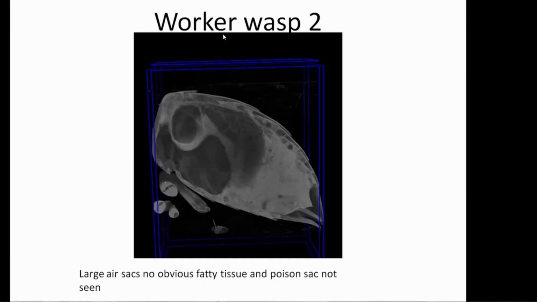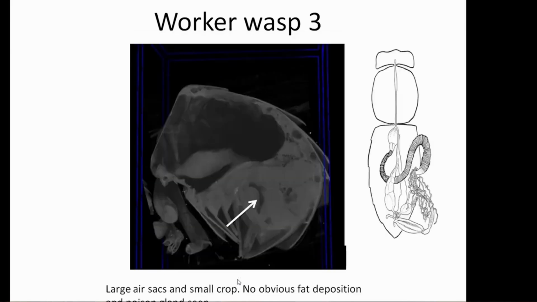Now turning to the workers, it's like everything else. The poor old workers had none, and in none of the I think 10 worker wasps that Nick scanned did we find any radiological evidence of fat. The workers obviously are expendable. In only one of the workers did we see the poison gland.